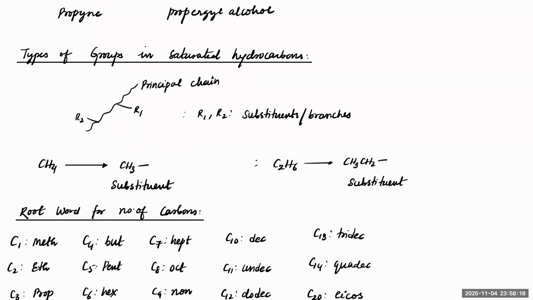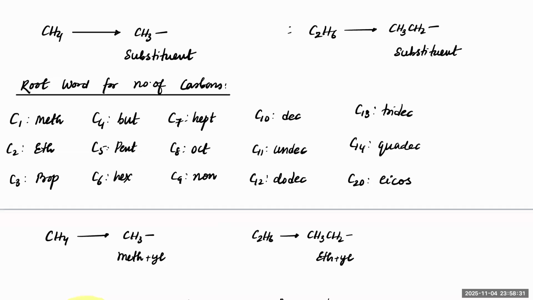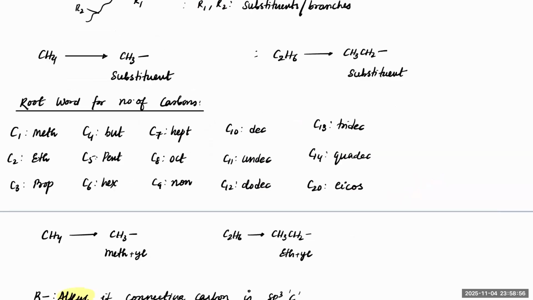Next, check out the type of groups in the saturated hydrocarbon. If this is a principal chain and there are different groups on it, then R1 and R2 are called substituents, or the branches. And since they are branches, you will again have to have one hydrogen removed to make it yl. So this will become methyl. If you have this one, ethyl. So it is methyl, ethyl, propyl, butyl, pentyl, hexyl, heptyl, octyl, nonyl, decyl, undecyl. 11 is undecane, then dodecane. Then we have icosane. So this is about C20. Clear?